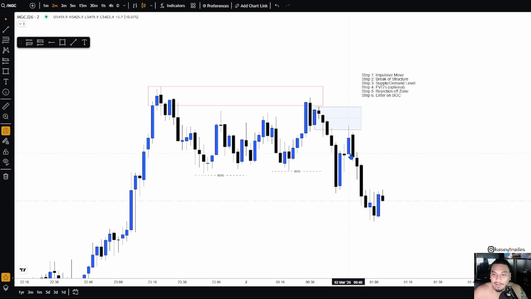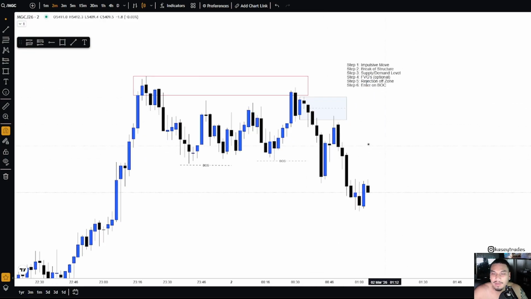And then after that, I was just waiting for the rejection. So going back to our system, this is our supply level on the 2-minute. Now step 4, fair value gap.